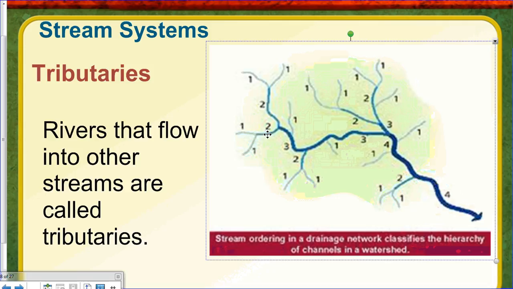The secondary streams are going to then go into the main stream. So the 1s and 2s are tributaries. In this one, the 1 is a tributary to the 2, the 2 is a tributary to the 3, and then the 3 is a tributary to the 4. So the 4th order stream, in this example, is the biggest of our streams. And all these little ones are called tributaries.